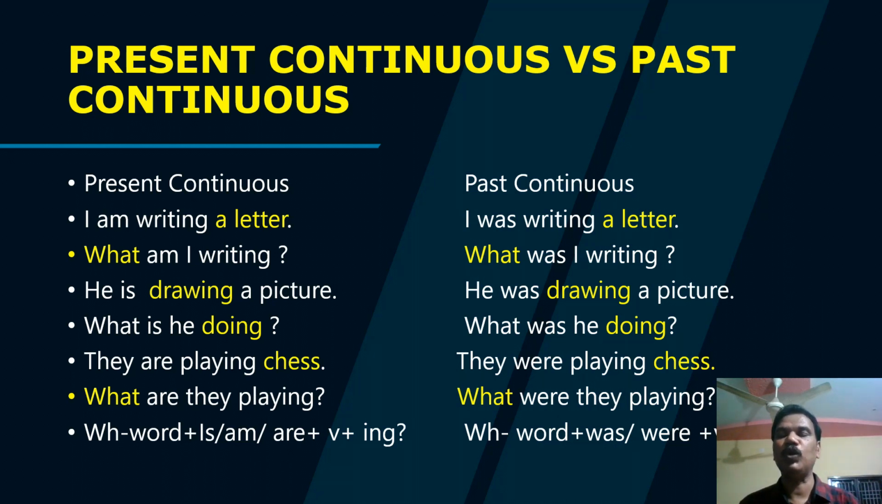In place of verbs we use do, does, did and the ing form, doing, done also. They are playing chess. Chess is the object. Same. What were they playing? Have I observed? We are putting helping verbs before the subject. WH word plus was plus subject plus verb plus ing form.